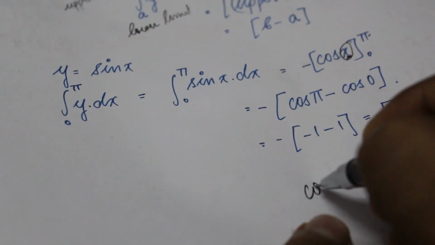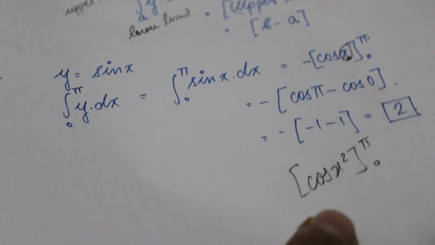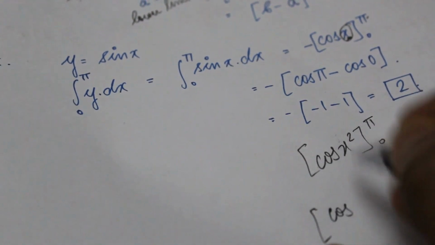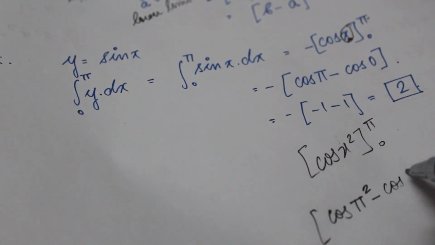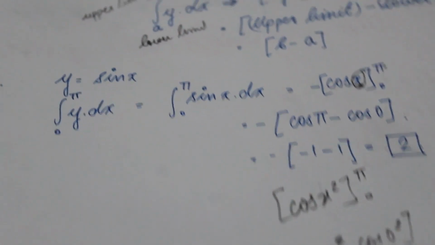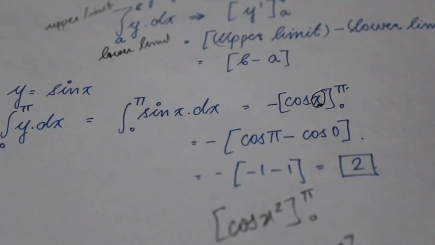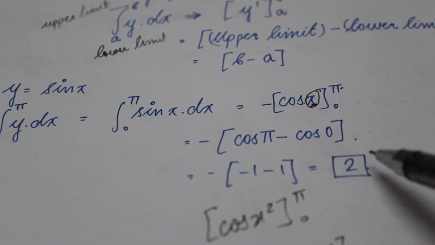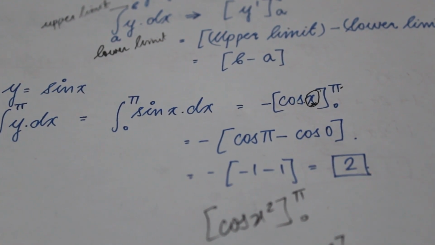Let's say if it was cos x square, I am assuming it, then how to do this? We'll put it like this: cos, in place of x we'll write pi square as it is, upper limit minus lower limit. In this way you are going to solve it. So this is the way we undergo definite integral, and as you can see I have not written any plus c because we are getting a discrete value over here, so we don't need to write any constant of integration.